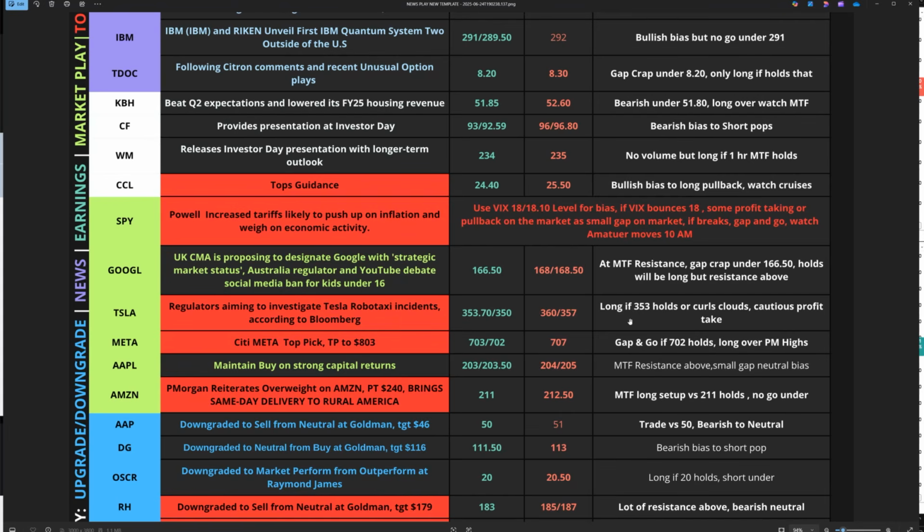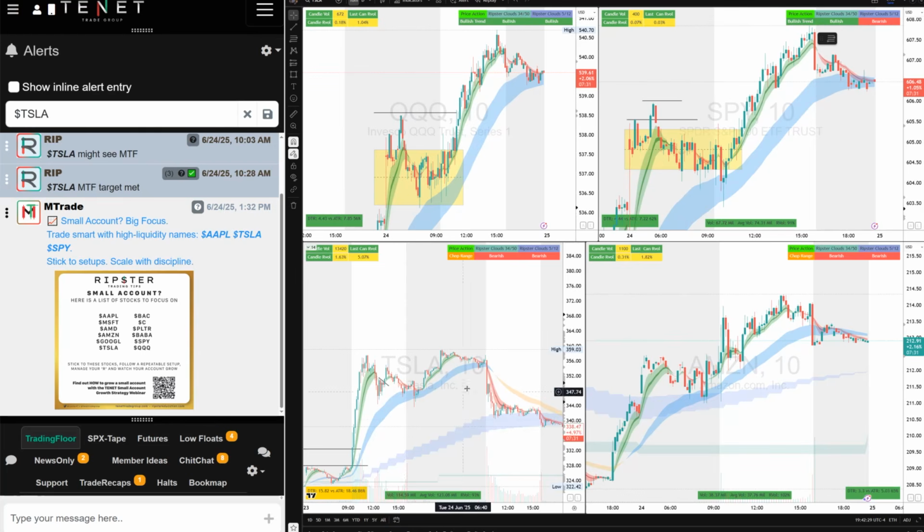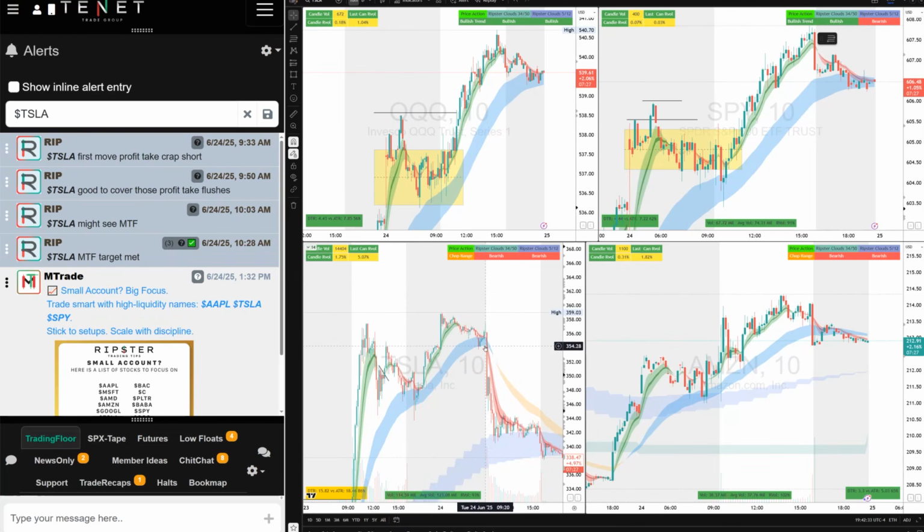But the plan on Tesla was only long if 353 holds. Be cautious of profit taking. I already told the traders in the pre-market to be cautious of profit taking. Yesterday we had a huge run. Beautiful day for us. But today we were not blindly going to buy it. That's why as soon as I told them it was starting to break down, I told the traders it's a profit-taking gap and crap short. You can short it, buy the puts, take it to the MTF. I gave the target of MTF and we hit the target. So there was money to be made there.